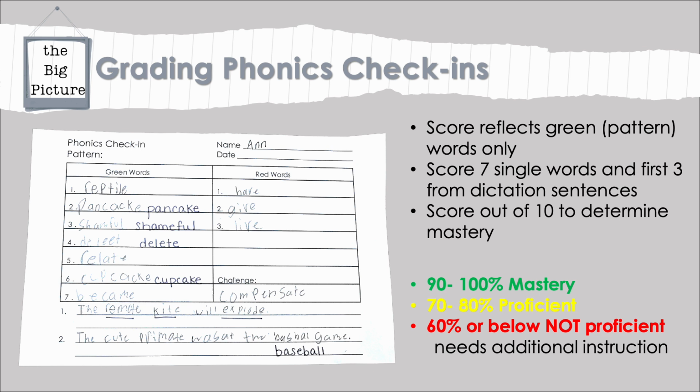You'll notice that the red words are not included in this score. That was an intentional decision. Red words contain irregular spellings and measure different knowledge. While they are incredibly important to teach and practice, including them would make it harder to accurately measure whether a student learned this week's target pattern or not.